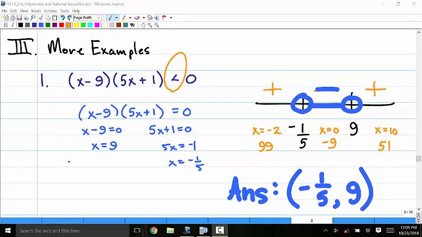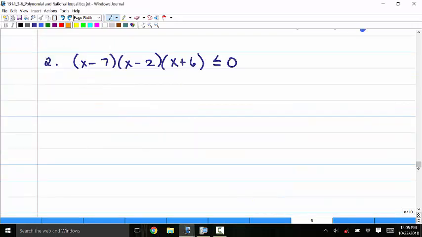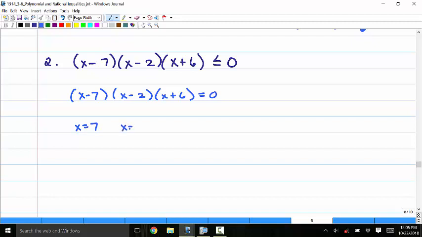Moving on to more examples. We've already done number 1. Let's go look at number 2. If I set this polynomial equal to 0, and I solve for x, I get x equals 7, x equals 2, and x equals negative 6. Do you agree? Yes. I'm going to put those on my number line.